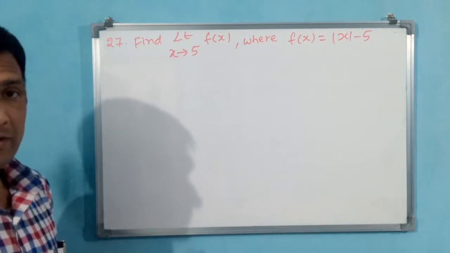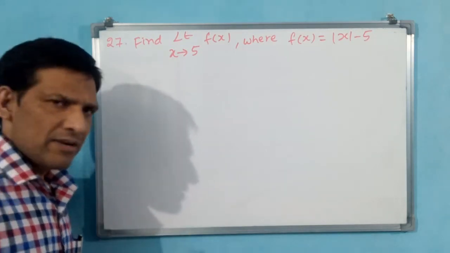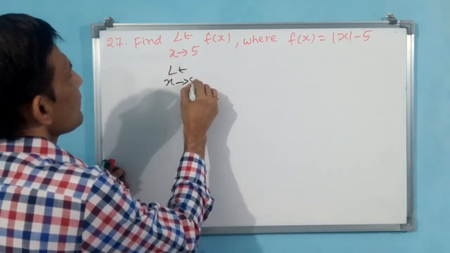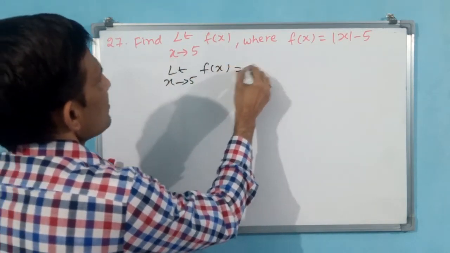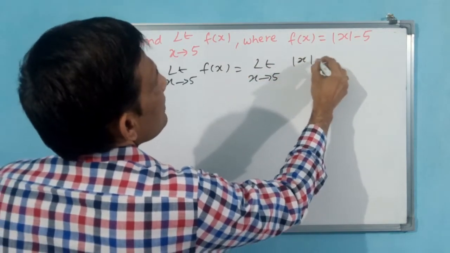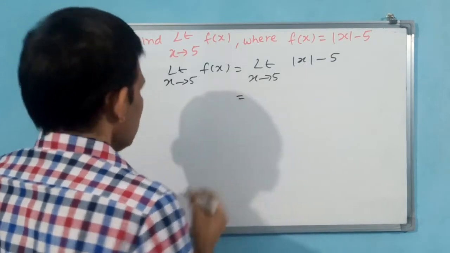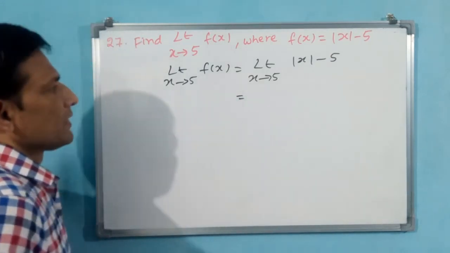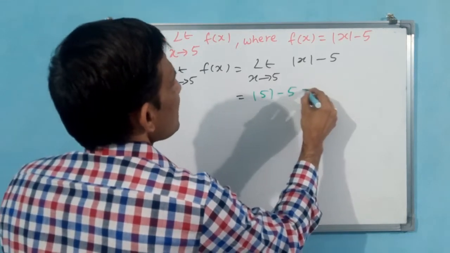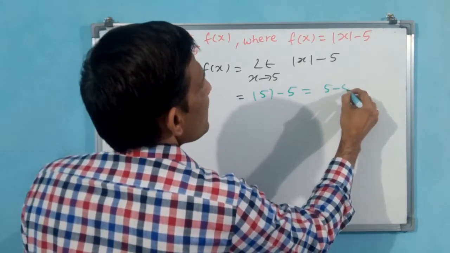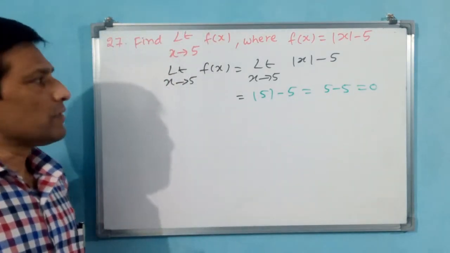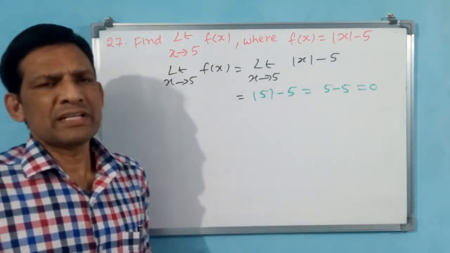Okay. You understand now? Write down. Limit x tends to 5 f of x is equal to limit x tends to 5 modulus x minus 5. That is equal to, now x is 5 only. You substitute 5, modulus 5 minus 5, that is equal to 5 minus 5, that is equal to 0. You understand now? Why with a single step have we written?